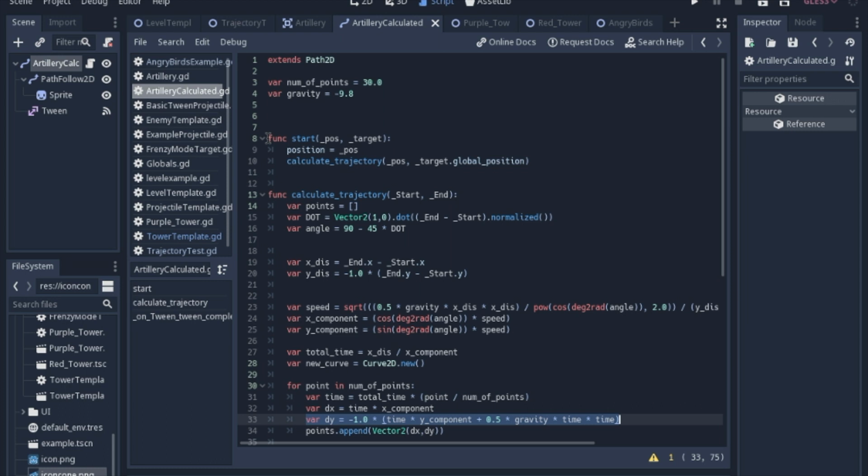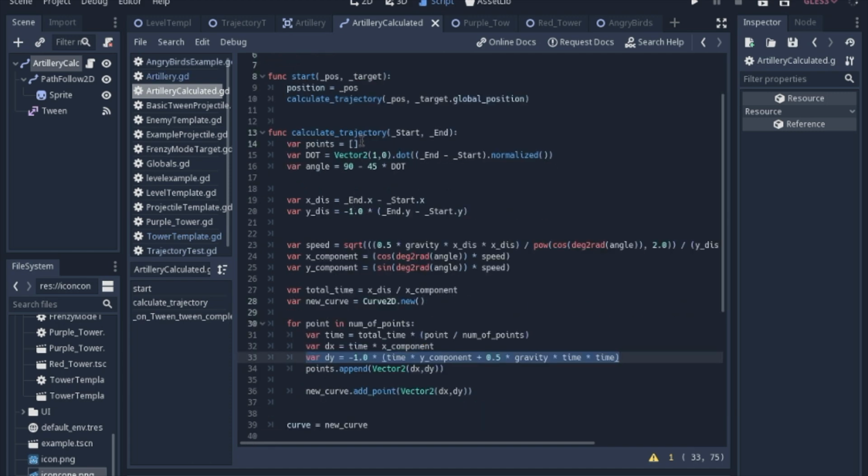When the projectile is made, the start function is immediately called, and it passes along the position that it should start from, and then also the target. Now the target is not a point, it is an object in the game, so we're going to have to figure out the target's global position. So we'll set the starting position of this projectile to the position that it's been given, and then we're going to calculate the trajectory from our starting position to the global position of that target.